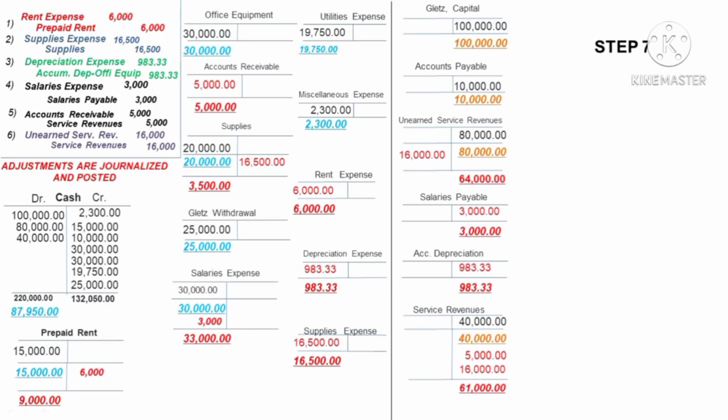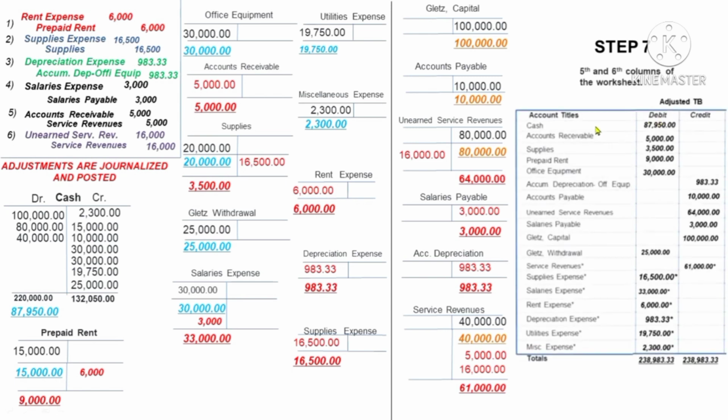Now some of you will ask, what is the effect of the journalizing and posting of the adjustments? Well, to answer that, let's have the adjusted trial balance of the worksheet. So we have here the worksheet, the fifth and the sixth columns specifically. Now, observe the balances here in the adjusted trial balance and compare it with the balances here. It coincides, right? Like for example, we have a cash here of 87,950. We also have 87,950. The prepaid rent is 9,000 here and it's also 9,000 here. So that's the effect of step 7.